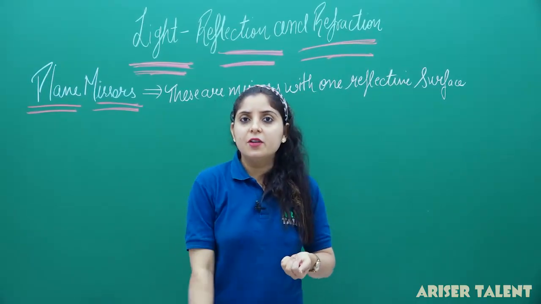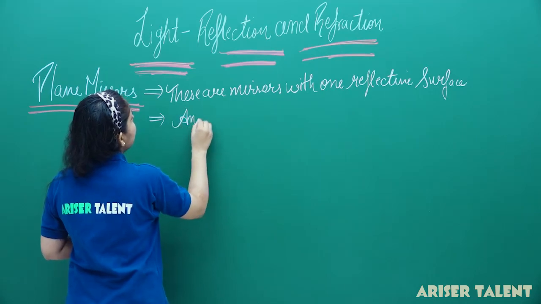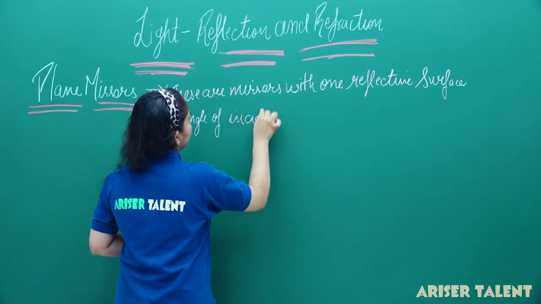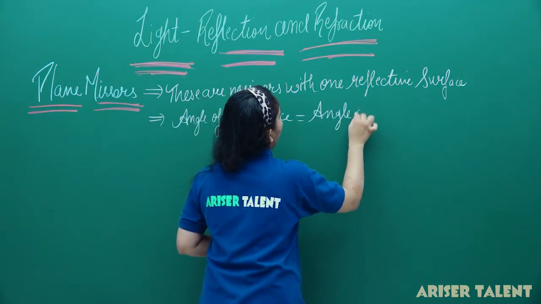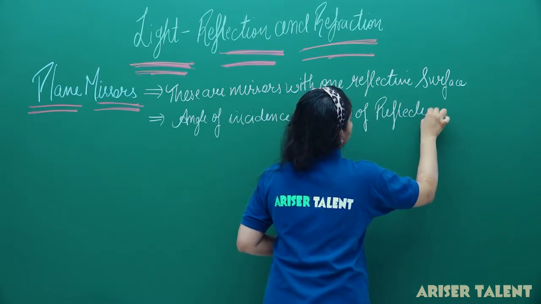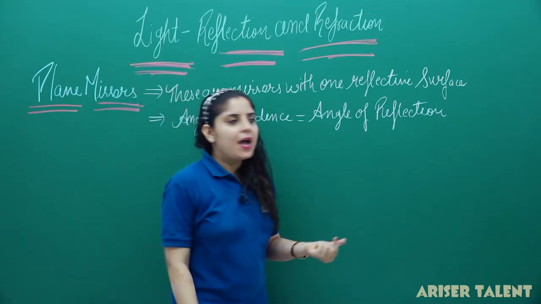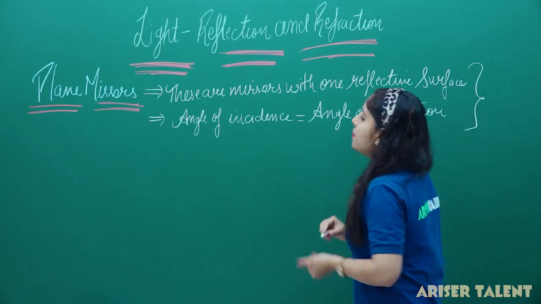Plane mirrors are mirrors with one reflective surface, and in this kind of mirror, the angle of incidence is always equal to the angle of reflection. So simply, the looking mirrors we have in our homes are plane mirrors.